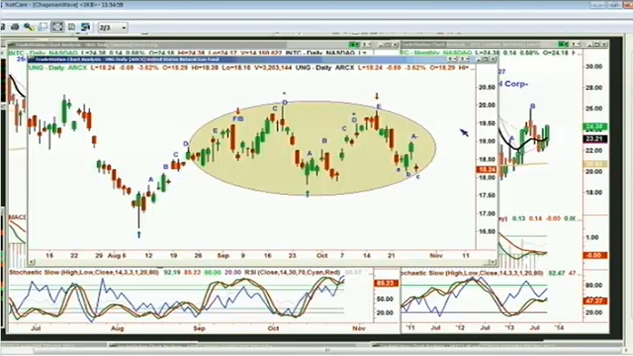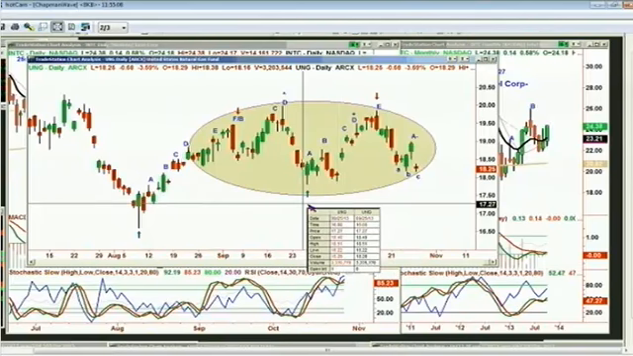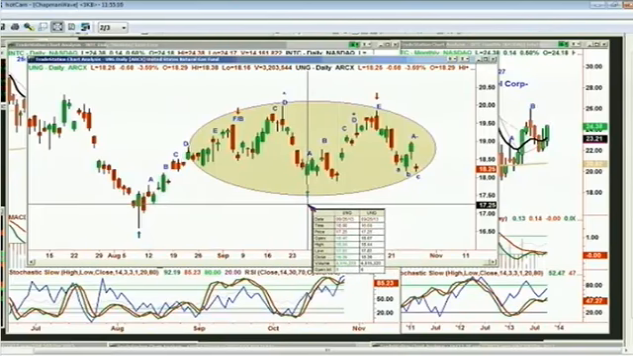So here are my parameters. UNG, if it takes out $18 to the 17.90 area, you can expect that it's going to retest the 17.81 low.